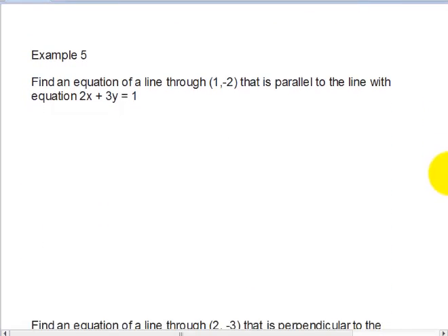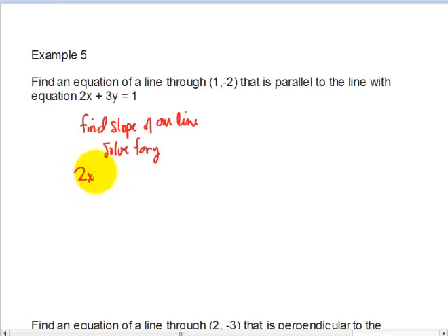So we're going to have example 5 and 6 from our last lesson. We have a line that passes through the point (1, -2) and is parallel with a line with the general form, the standard form, of 2x plus 3y equals 1. So what we want to do is first find the slope of our line, and we just want to solve for y, so we get it into slope-intercept form.